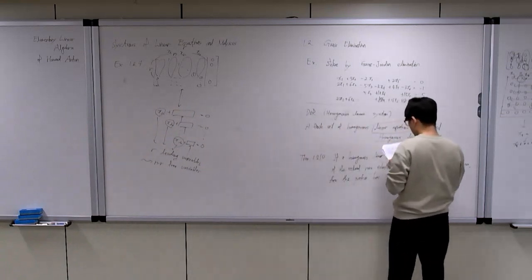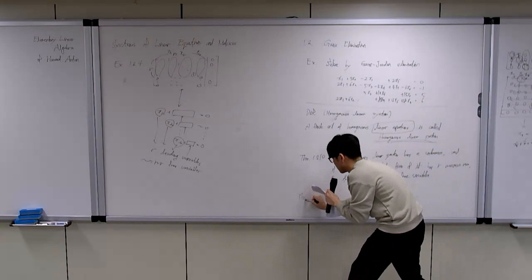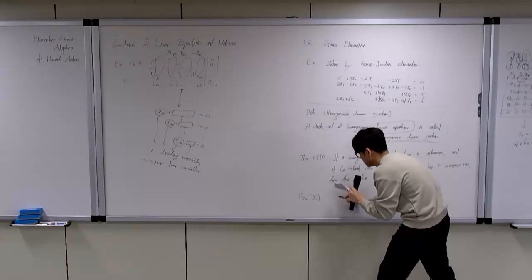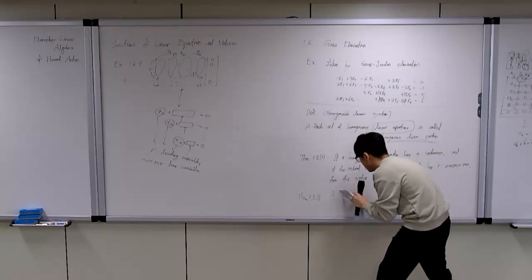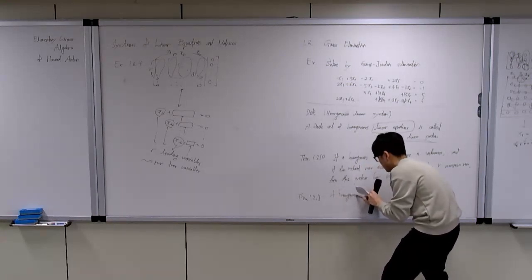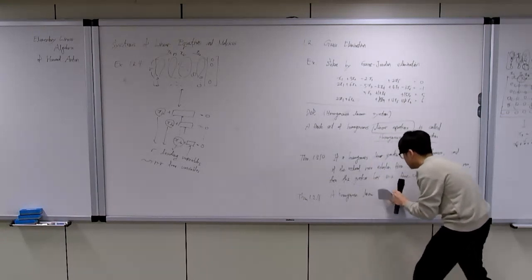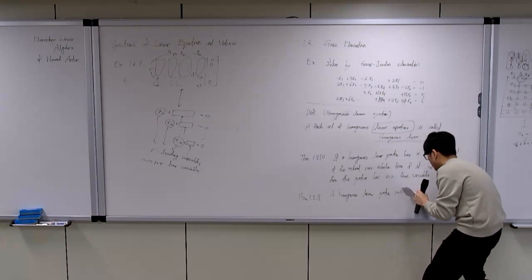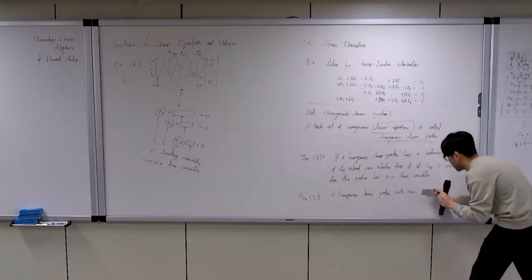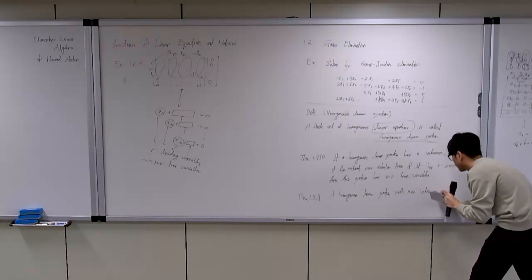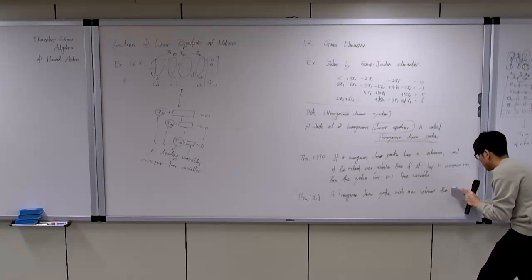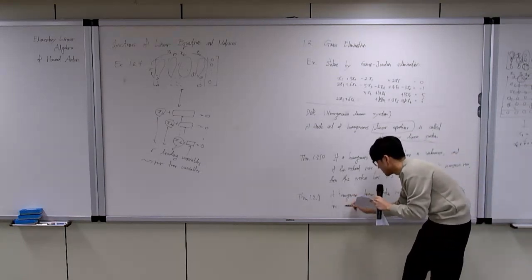And another theorem is: a homogeneous linear system with more unknowns than equations will have infinitely many solutions.